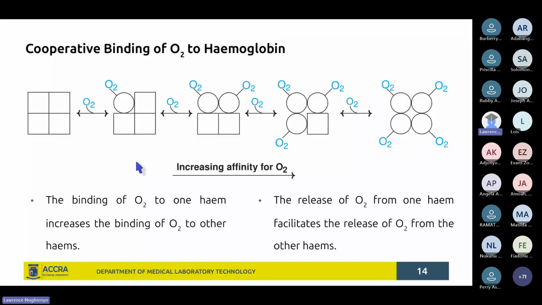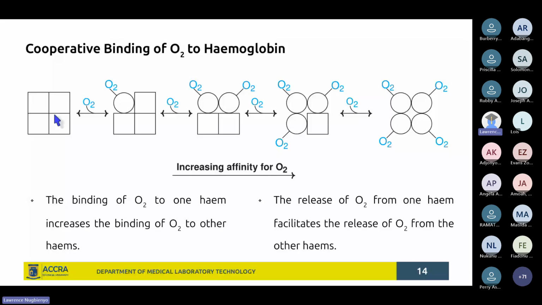Now, if you look at this mechanism, which is shown here at the top, you see this mechanism from left to right. Let's look at it from left to right. Now, from left, the first thing you see is 4 squares. Now, those 4 squares refer to the 4 subunits of hemoglobin.